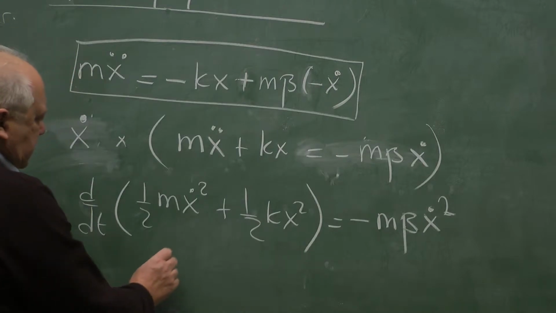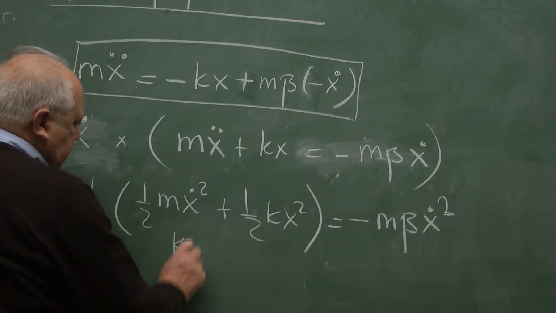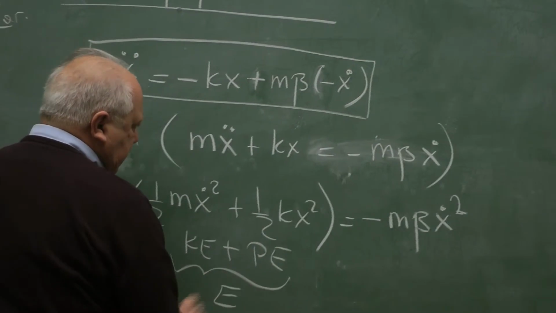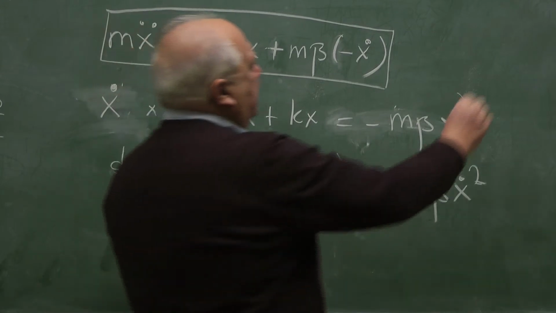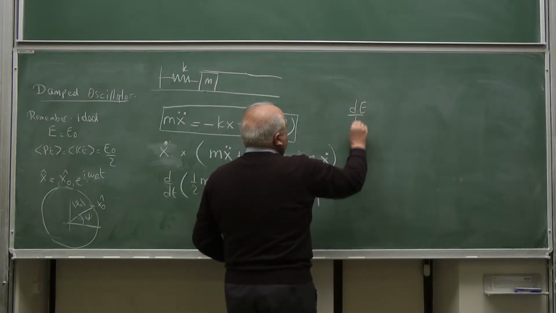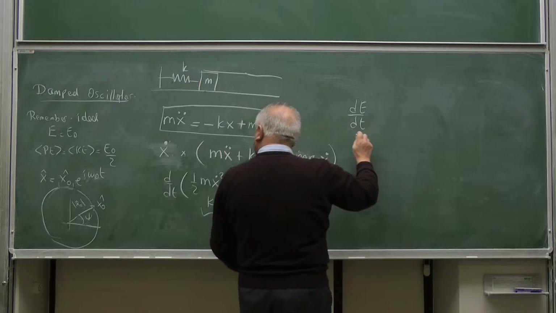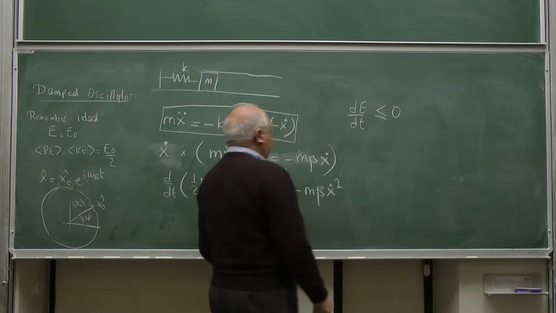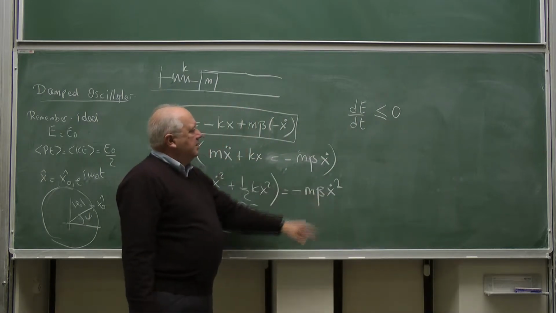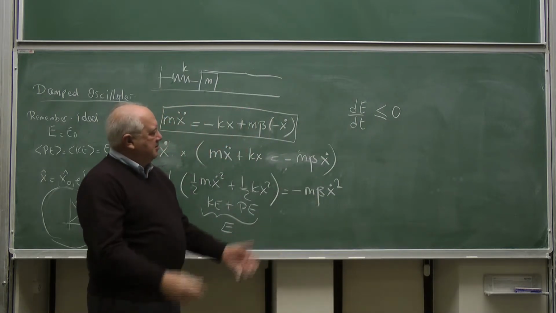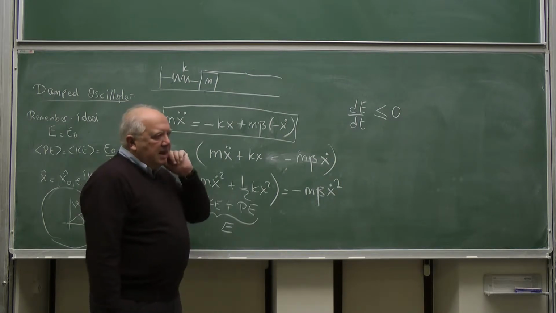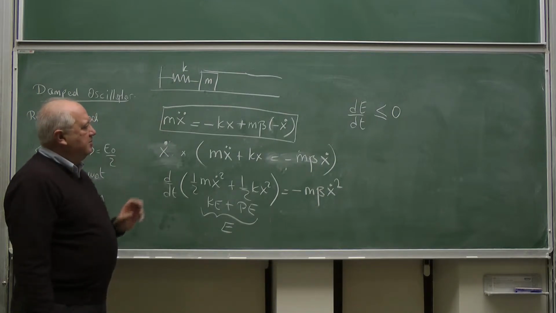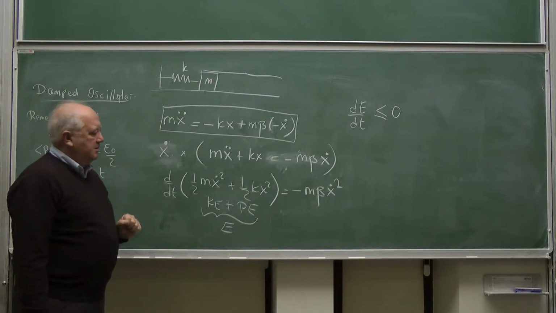So you recognize this is the kinetic energy plus the potential energy. So altogether, it's the energy of the oscillator. So we can write dE/dt is, it can be 0 whenever velocity is 0 instantaneously, but normally it's negative. Namely, here we have an oscillator that is losing energy. Okay, so we shall study the motion of this oscillator.